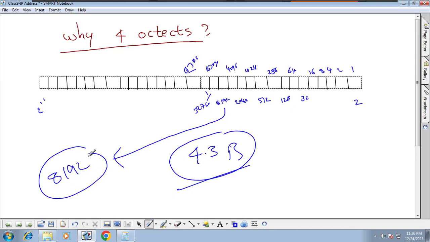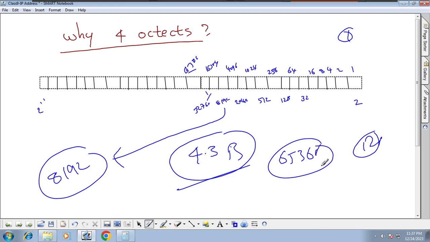Do you think it is easy to understand? Remember IP address? Somebody is saying 65536, some number. Somebody 128, somebody 1. See, it is very difficult, no? Having 32 bits in a single line, where you use all the combinations and configure these numbers as IP addresses, you feel it is difficult, no?